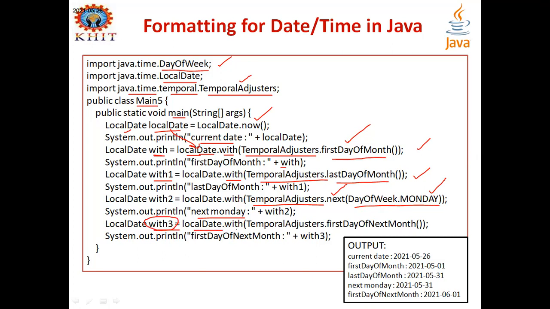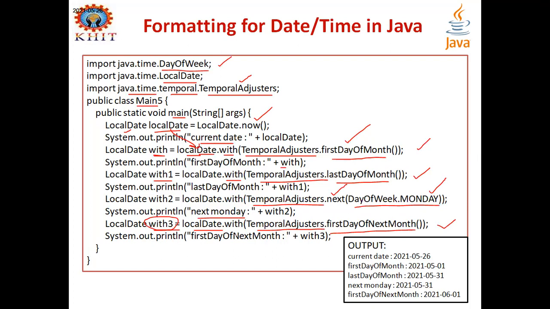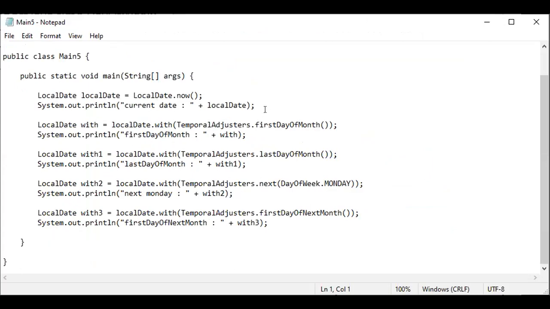Using that object, we adjust this temporal value for the first day of next month, and all these are the methods defined here. Like that, you can use many methods and display them. So go to the execution part of this. It is the Main file. This is the same content we took for getting the current date, first day of the month, last day of the month, next Monday, and first day of next month.